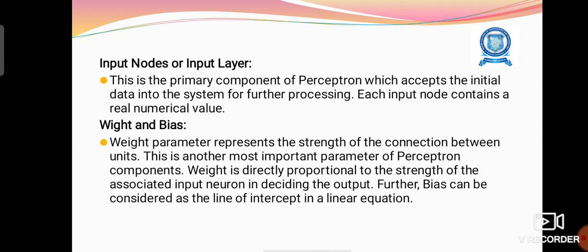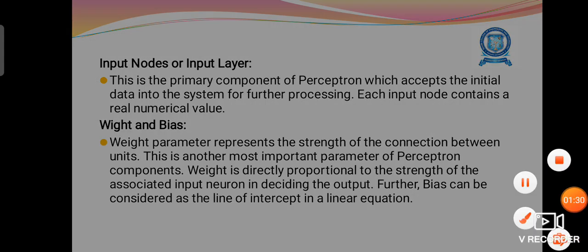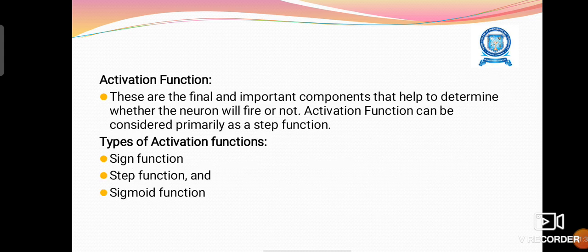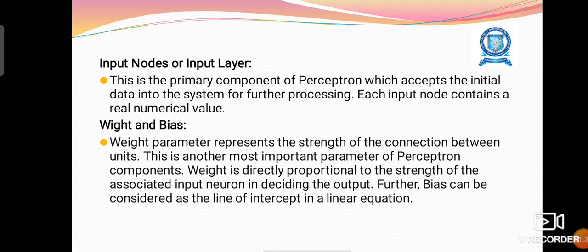Input node. It is the primary component of Perceptron which accepts the initial data into the system for further processing. Each input node contains a real numerical value, weight and bias.